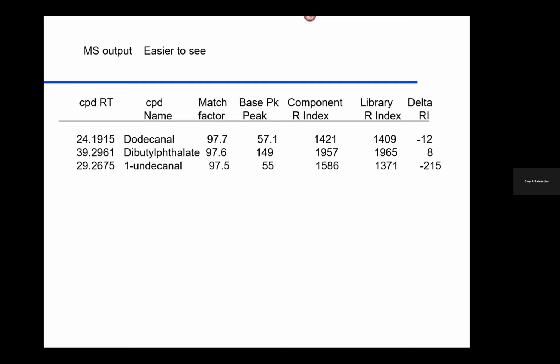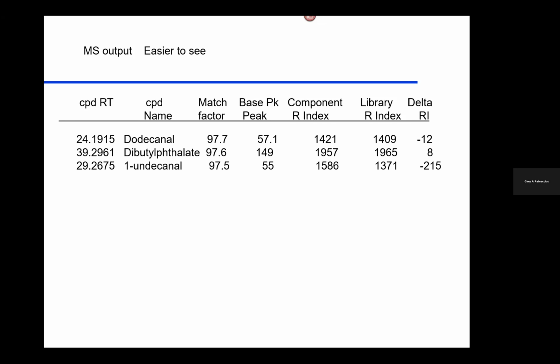The second compound, dibutyl phthalate, eluted quite a bit later. You come across that library index compared to the published data. 1957, I'm sorry, is what the elution index for our compound in our system was. What is the published value? 1965. And so that's within 8. You can look at that and say, great.